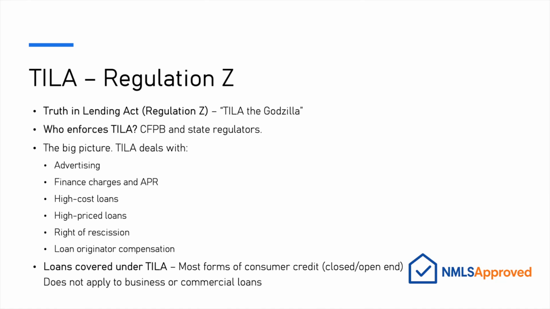TILA is going to set up some rules around advertising, some rules around finance charges and APR. It's going to tell us if a loan is considered high cost, and if it is high cost, maybe there's some things that are prohibited, and maybe there's some things that we have to do. It's going to tell us if a loan is higher priced and what that means. Sets up a right of rescission, and it also sets up some rules around loan originator compensation.